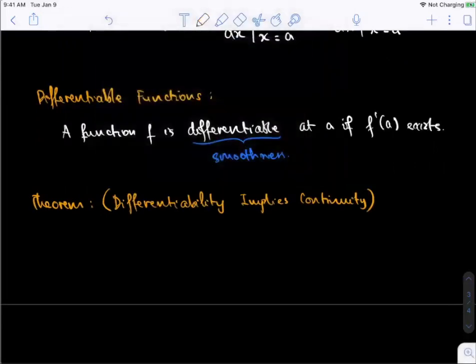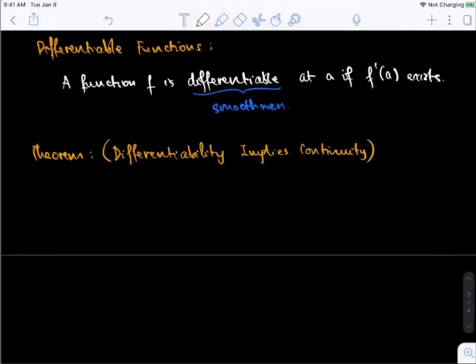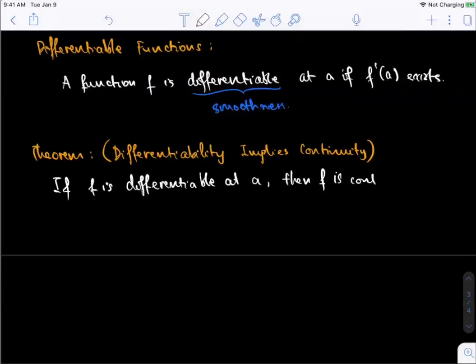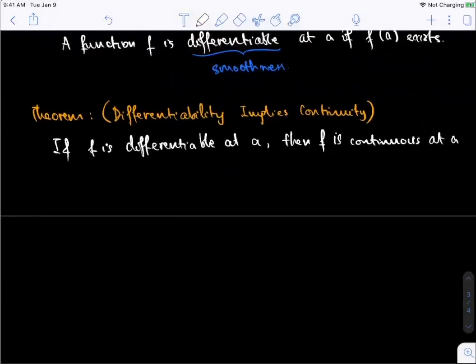If you have a function that is differentiable at a point, then the function will be continuous at that given point as well. So if f is differentiable at a, then f is continuous at a. All right. So that is a very strong statement, right? If f is differentiable at a, then f is continuous at a.